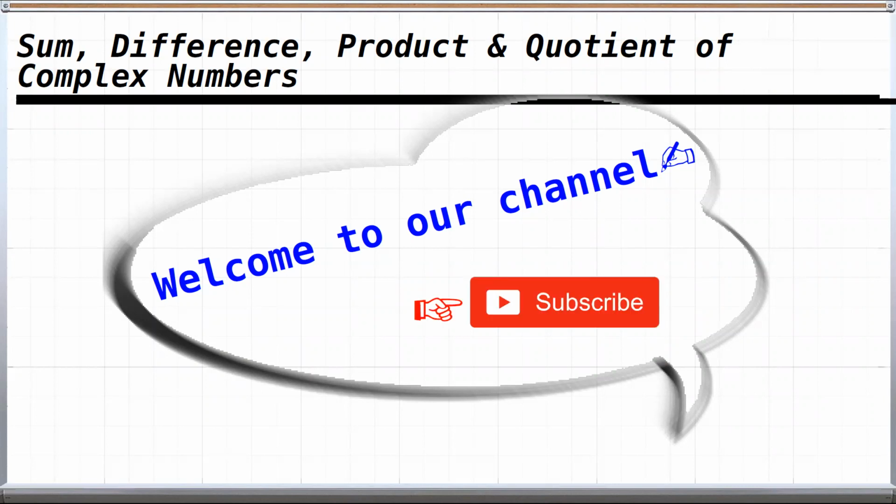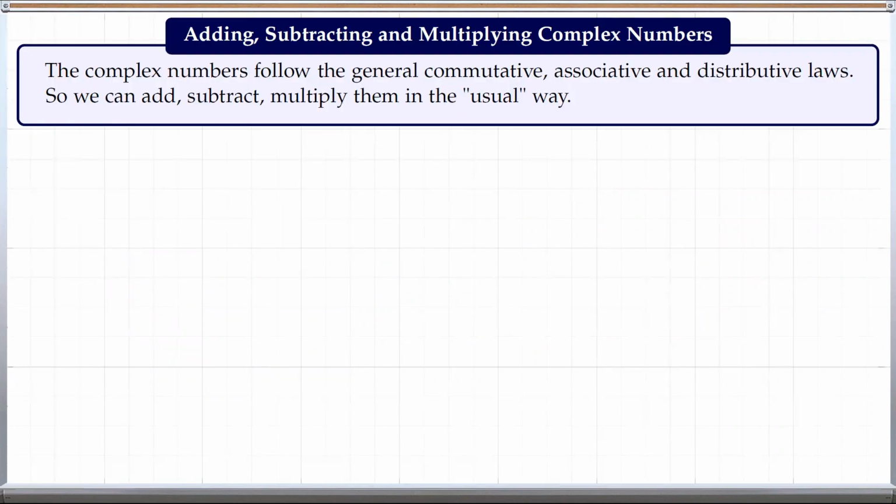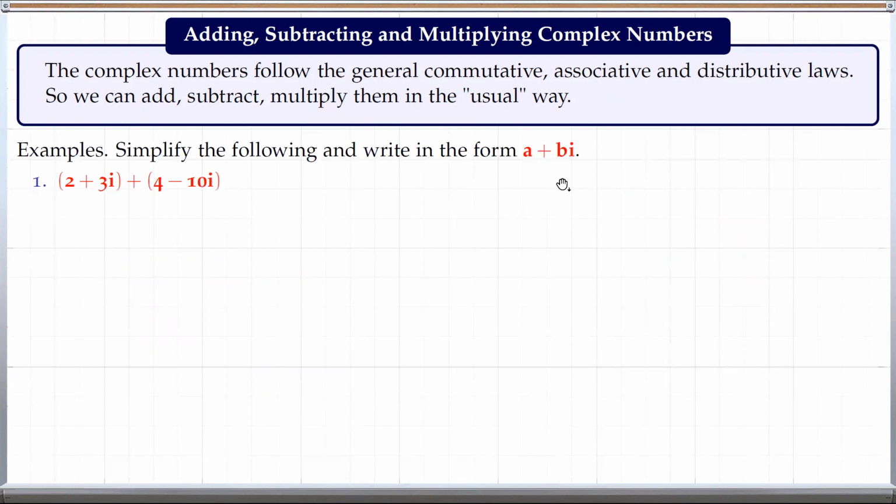In this video, we will look at how we can add, subtract, multiply, and divide complex numbers. So adding, subtracting, and multiplying of any two complex numbers can be done in the usual way because they follow all the rules of arithmetic of real numbers like commutative laws, associative laws, and distributive laws. So we will look at some examples next.